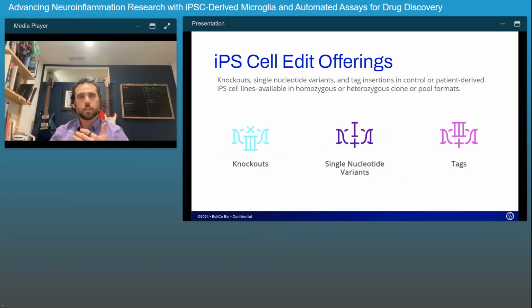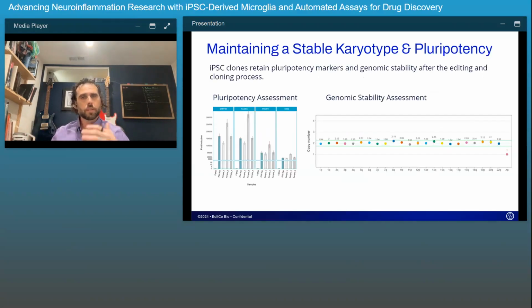And just to dig in a little bit deeper on our iPSC offering, as this is what we're talking about with some of these projects that Arctoris is going to do, we do offer a comprehensive suite of knockouts, single nucleotide variants, as well as tag inserts in our iPSC cells. One of the things that we know is important to anybody who's working with iPSCs is maintaining a stable karyotype and pluripotency. So we do offer additional services to researchers, such as pluripotency assessments and genomic stability assessments, which are add-on services that provide extra confidence that the cells you're getting are fully high-quality cells with the edits that you need to perform your research.